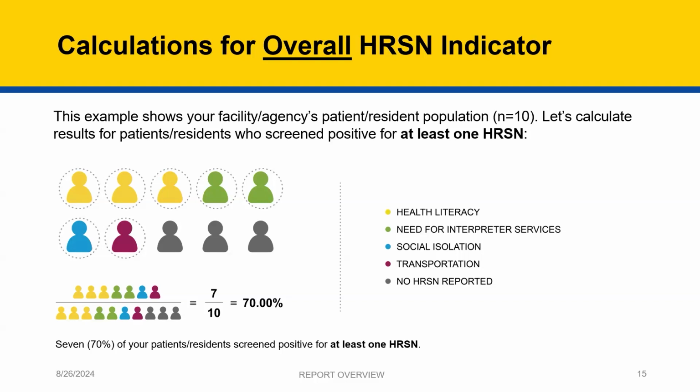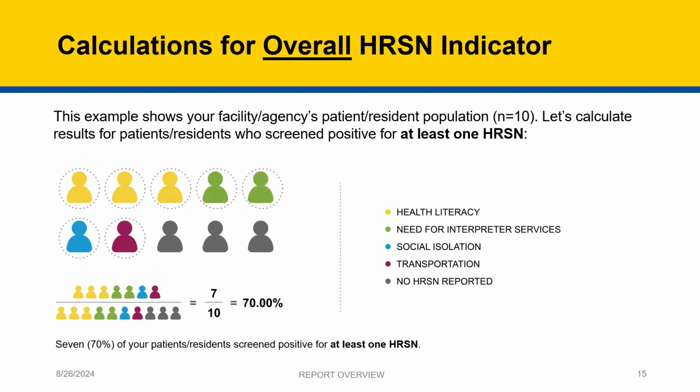Starting with the count calculation, in this case, it is equal to the total number of patients or residents who screened positive for at least one HRSN or any HRSN, which are those highlighted in the circles. In this example, the count is equal to 7. The 3 patients or residents who screened positive for a health literacy need, shown in yellow, 2 who screened positive for a need for interpreter services, in green, 1 who screened positive for social isolation, in blue, and 1 who screened positive for a transportation need, in purple.